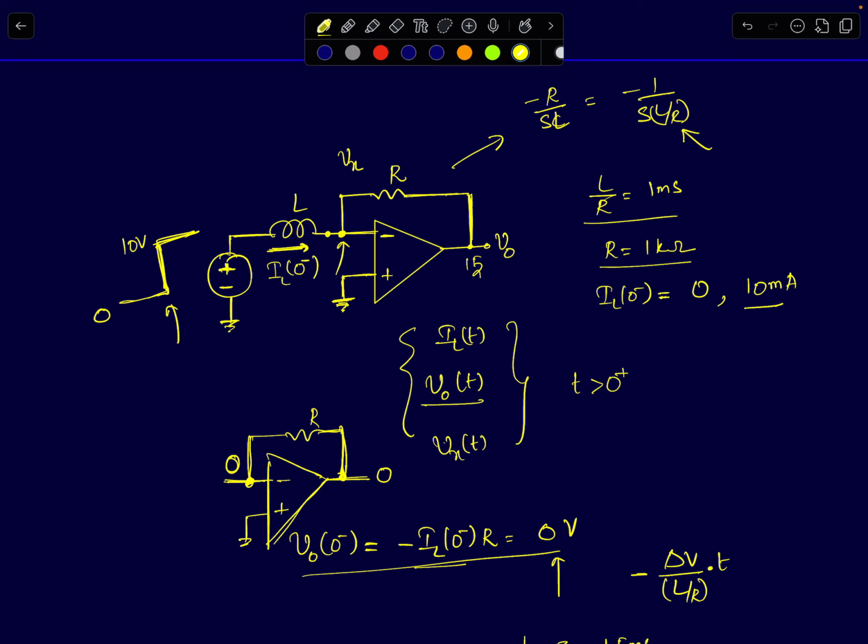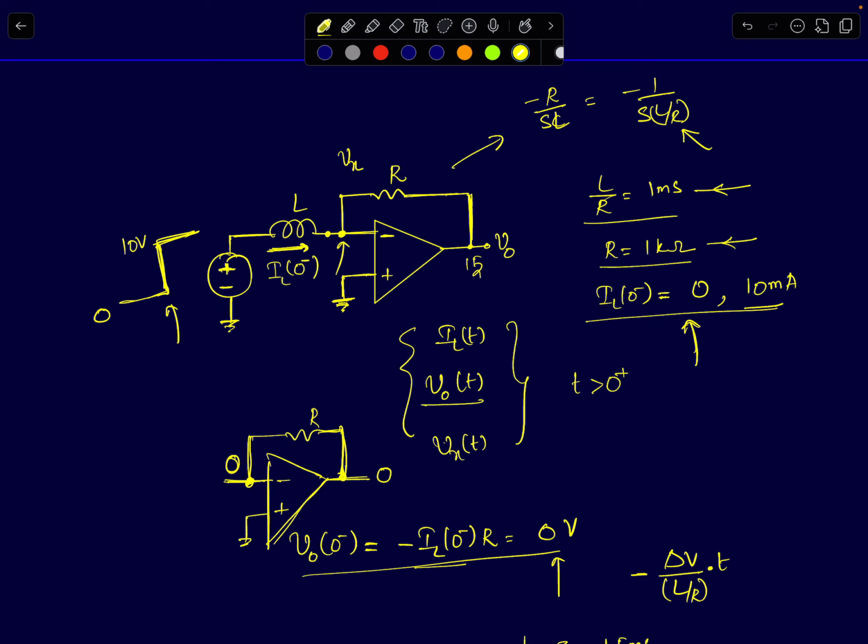It's given that the integrator time constant, which is L by R, is 1 millisecond. The resistor value is 1 kilo ohm. The initial values of the currents are given to be 0 milli and 10 milli, so we have to analyze both these cases. We'll first analyze for 0, and then we can easily analyze for 10 milli as well.